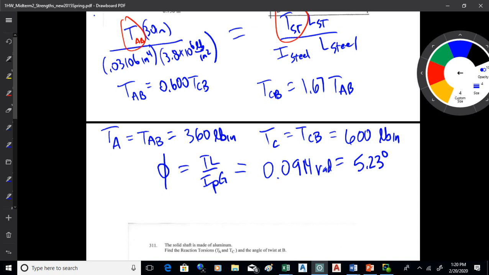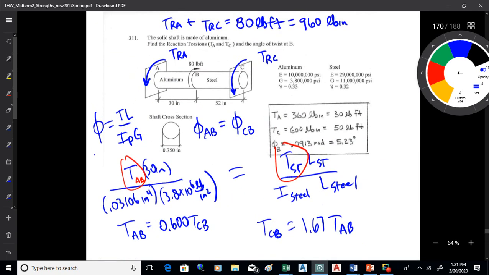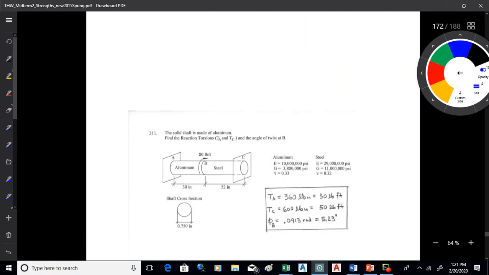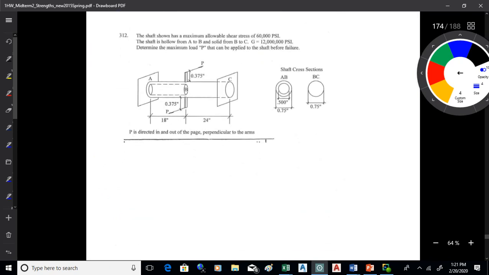Okay. Questions on that? Okay. So that's kind of a bit more basic style of this statically indeterminate stuff. Now we got a little bit trickier one next. Okay. So do we have any questions on this?